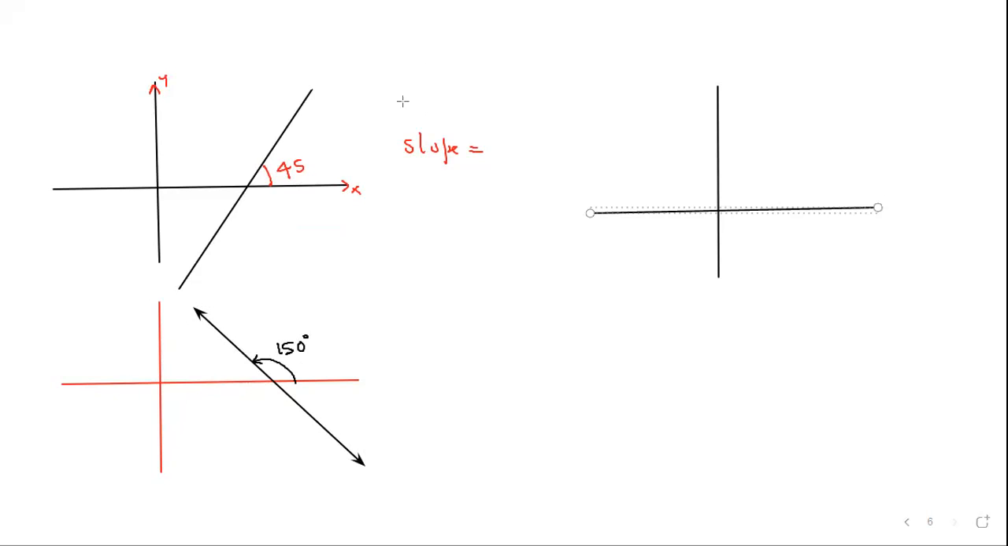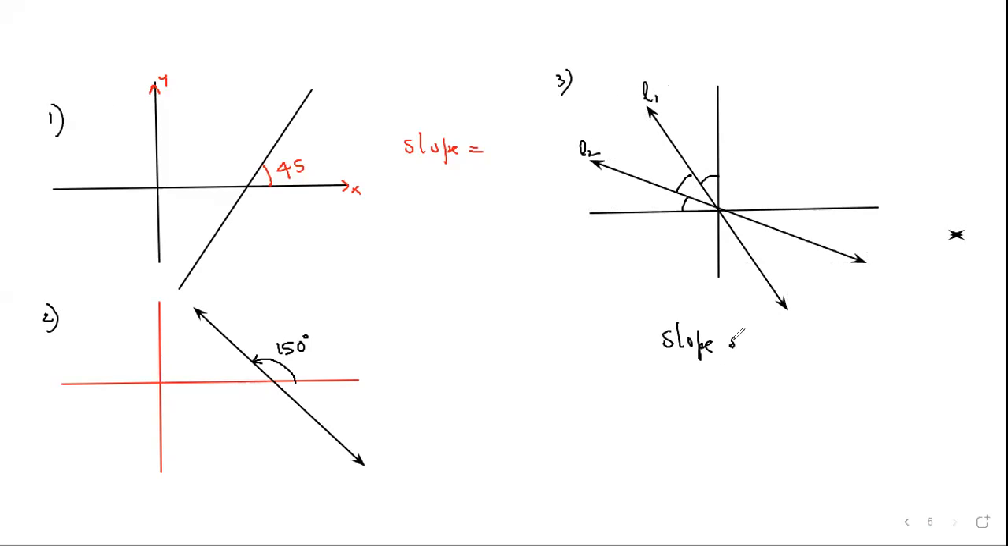Now let's imagine it is trisecting the third quadrant. That means this equal to this equal to this. L1, L2. Right, this is the first question. This is the second question. This is the third question. Third question, you have to write slope of L1, slope of L2. Both you have to write.